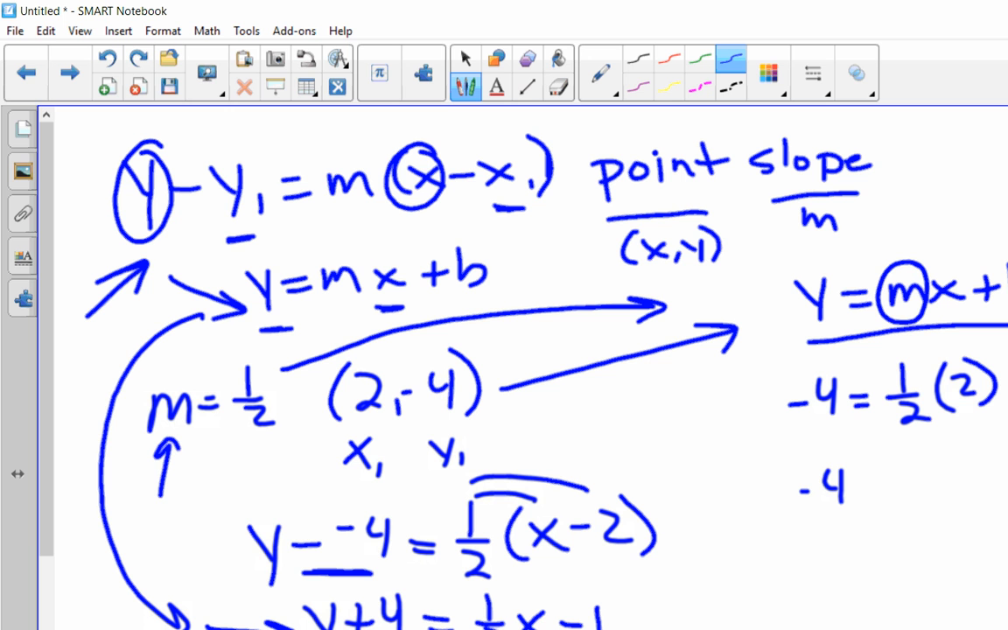So -4 equals 1/2 of 2 is 1 plus b. I want to solve for b, so I'm going to get rid of the 1. I get my b, my slope intercept point is -5. So now I can go take it and plug it back into the slope intercept form. My slope again was 1/2, and my b was now a -5. So I hope you understand. I got the same answer 2 different ways, and you know, there's just comfort levels in how you do that.